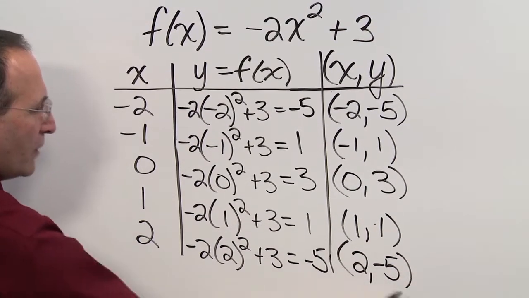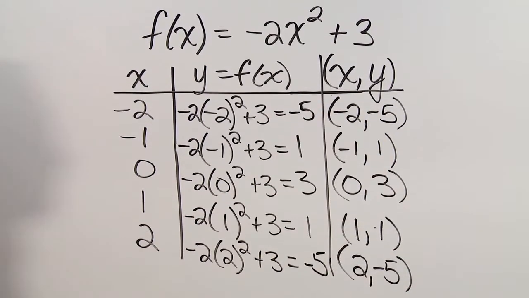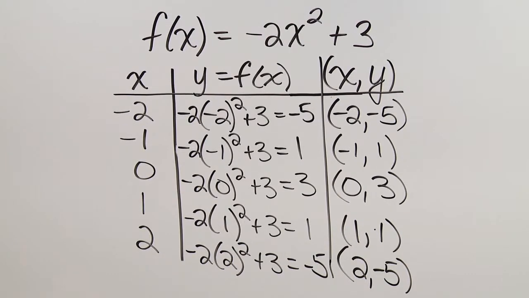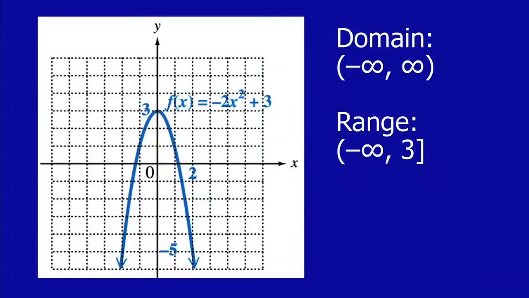So now we take all these points here, we plot them, and we get the following graph. So you can see that it's a parabola opening downwards. The vertex happens to be at (0, 3), and it's symmetric about the y-axis. The domain is from -infinity through infinity, and the range is from -infinity up to and including 3.